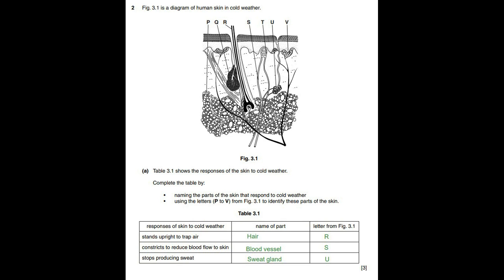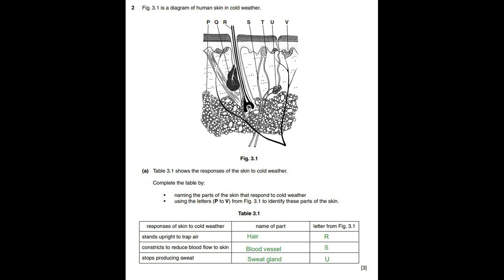Figure 3.1 is a diagram of human skin in cold weather. Table 3.1 shows the responses of the skin to cold weather. Complete the table by naming the parts of the skin that respond to cold weather, using the letters P to V from Figure 3.1 to identify these parts of the skin.